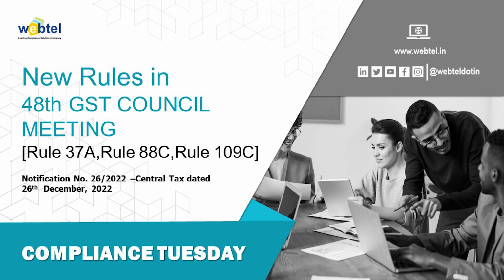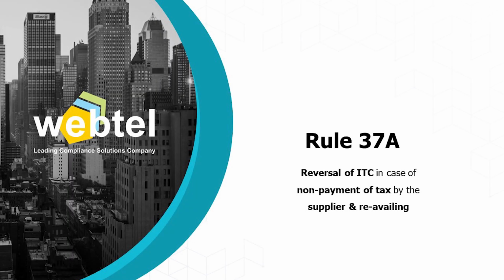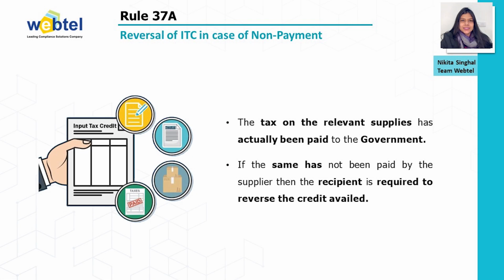So let's start. Talking about Rule 37A, which is newly inserted and deals with reversal of ITC in case of non-payment of tax by the supplier and its re-availment thereof. You must know that one of the conditions for availment of input tax credit is that the tax on relevant supplies has been actually paid to the government, and if the same has not been paid by the supplier, then the recipient is required to reverse the credit availed.